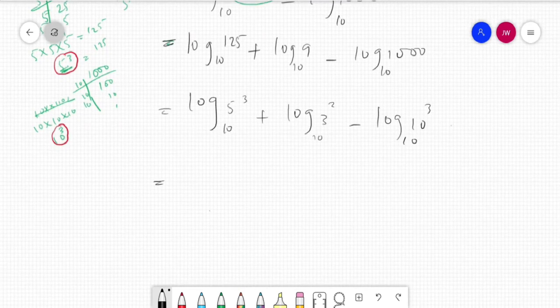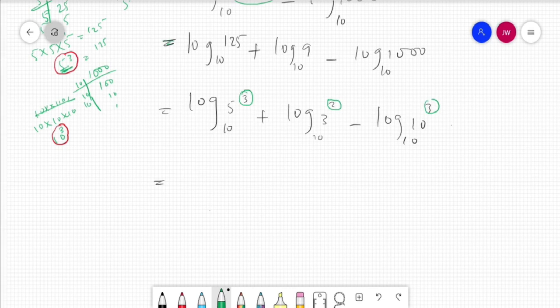Okay, so the next step is to check out for what law is binding this function. And if you look at it very carefully, our power law is the next law binding it. And if you discover, we have indices on our numbers throughout. So what you do is to drop down all your indices to multiply your logarithm function.